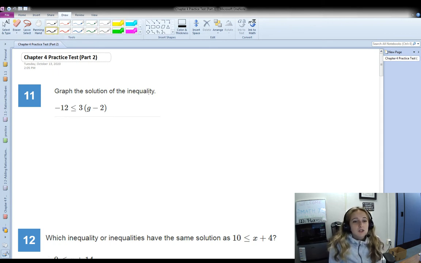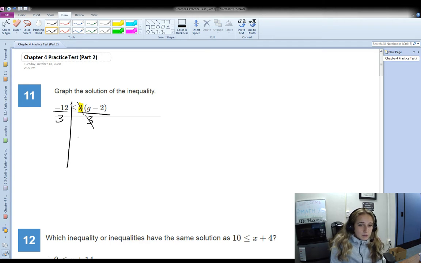So graph the solution of the inequality. Number 11, make sure to solve it first and then graph it. All right, ready, set, go. Okay, so you should have solved and graphed this. So I'm going to do it a shortcut way that I taught you in 4.4. And since this 3 is just hanging outside of this parentheses, I can actually divide the whole thing by 3 to start.